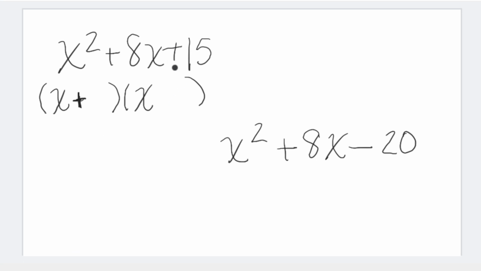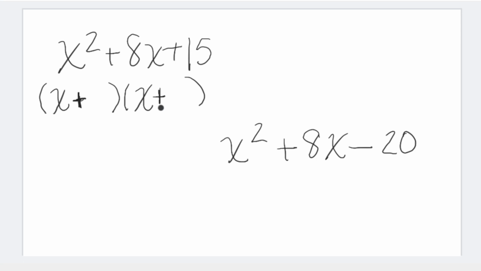Now, for your second parenthesis, you have to think about your c value. So here, to get a positive 15, I need either a positive times a positive or a negative times a negative within my parentheses. Since I already have a plus in there, I know I need another positive.